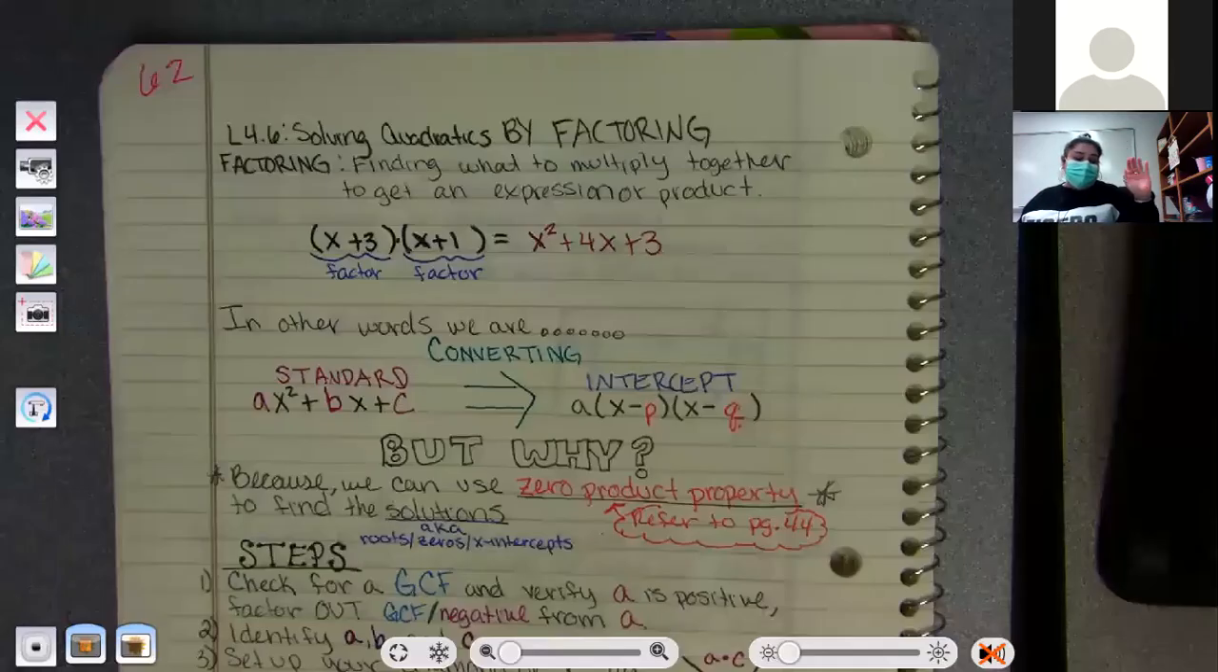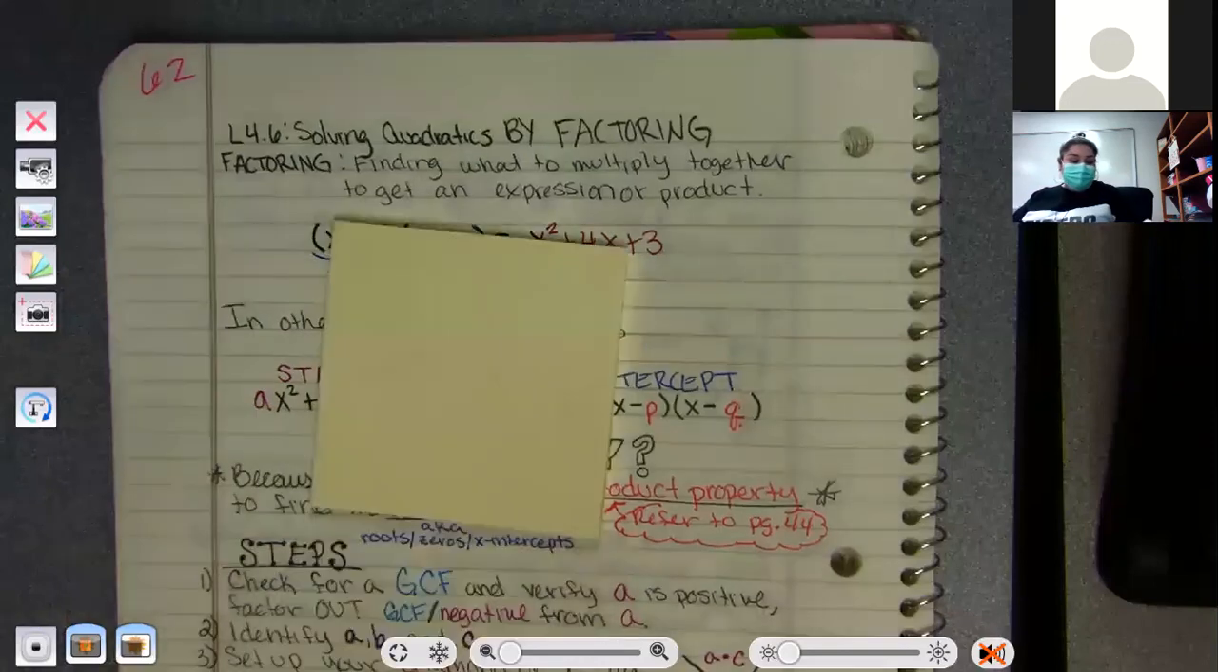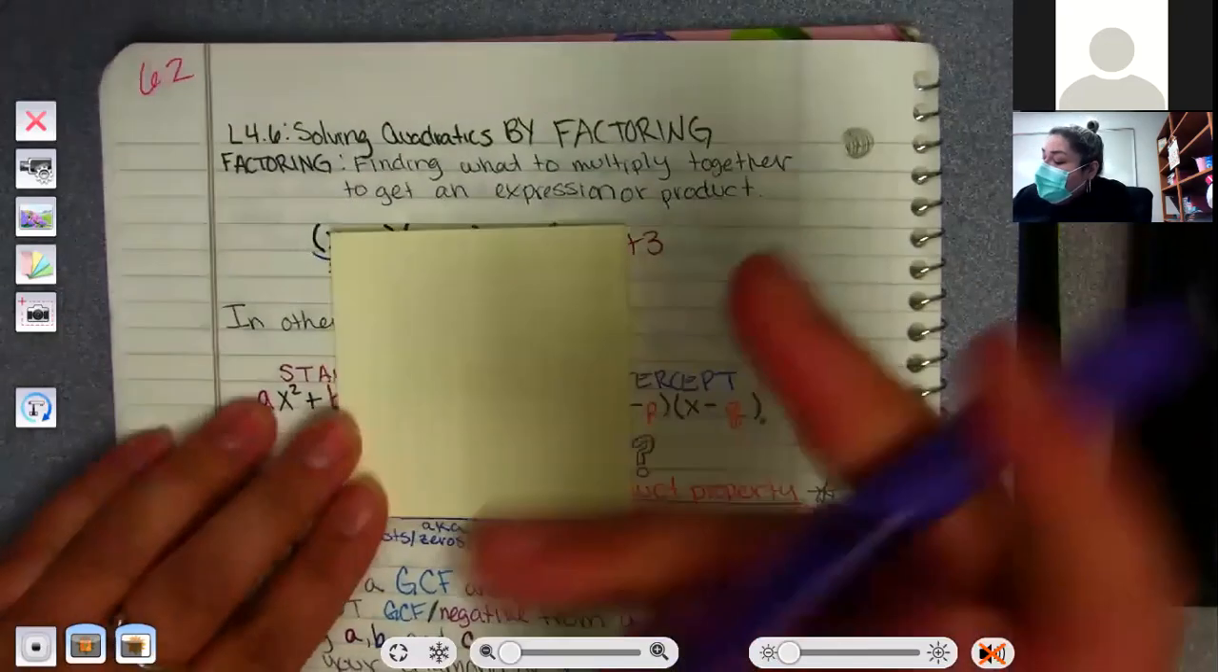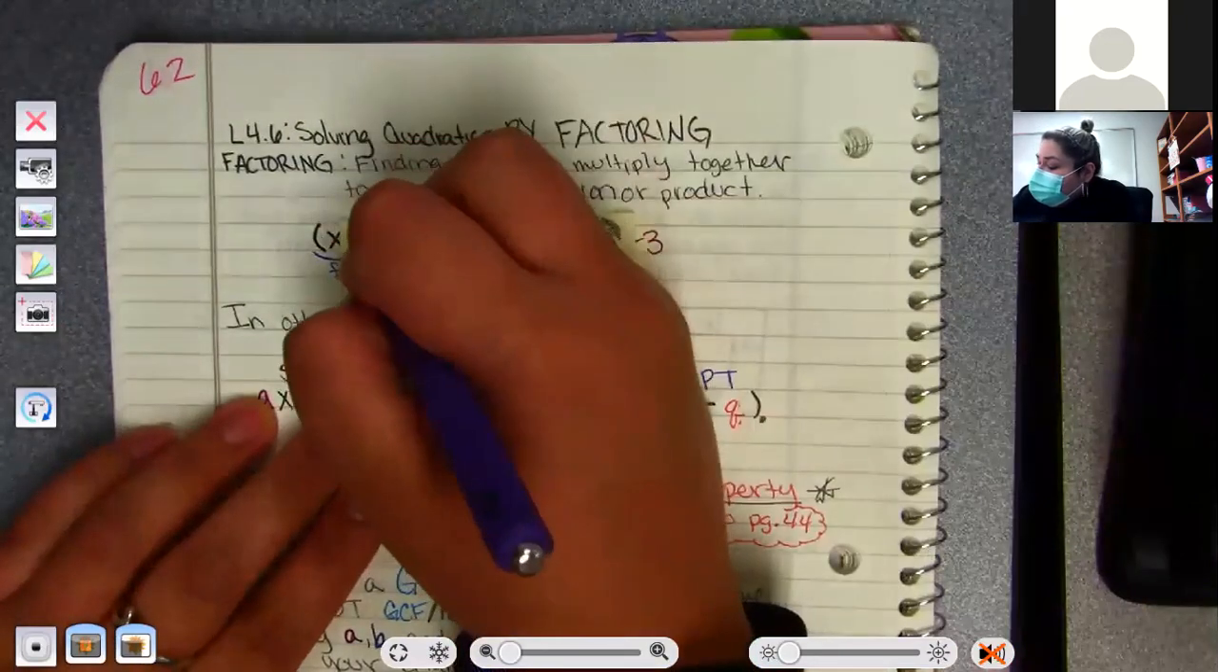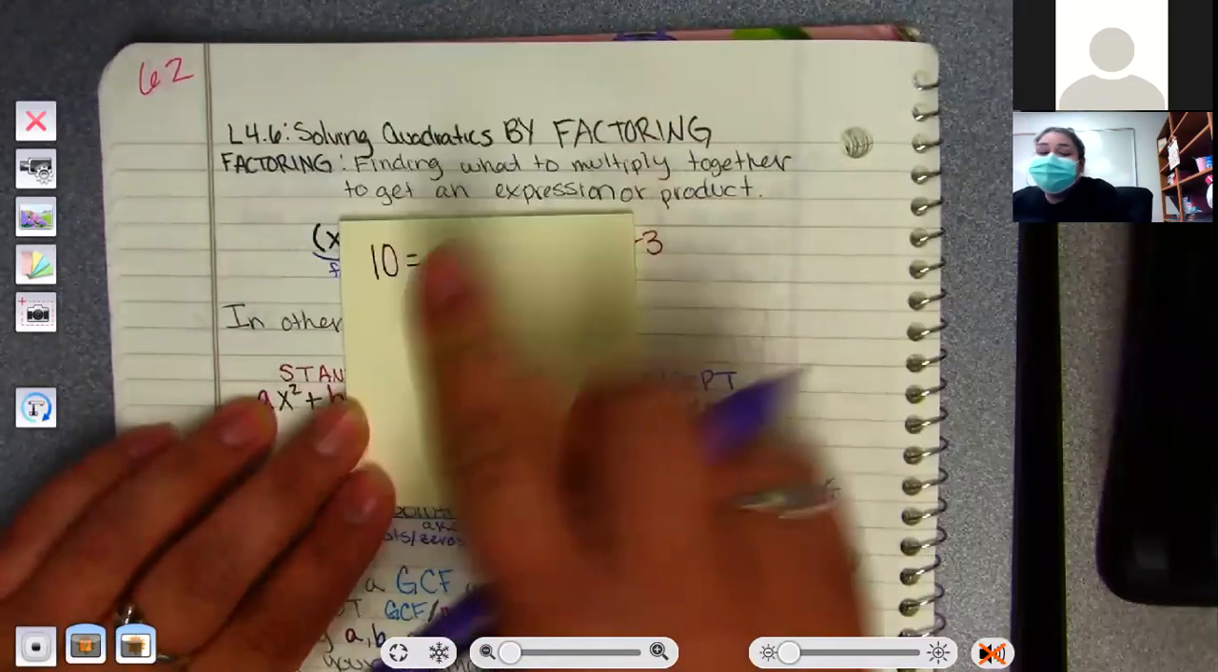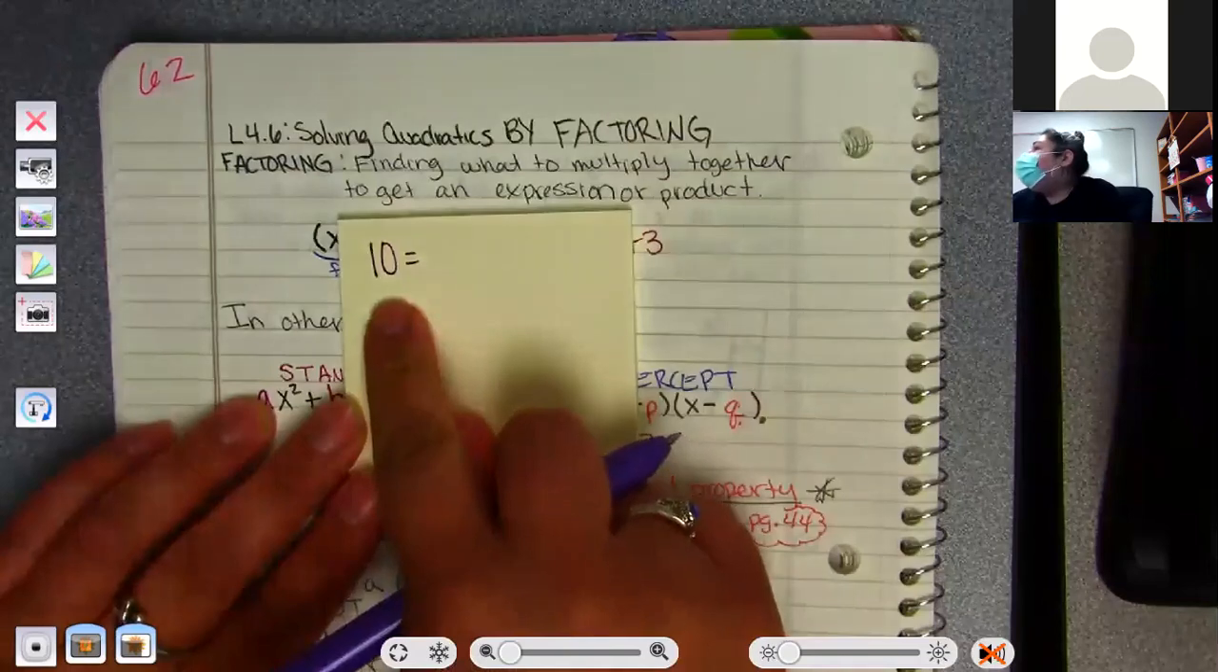All right, so today we're going to do lesson 4.6, which is solving quadratics by factoring. So first of all, what does it mean to factor, right? Let's talk about back in elementary school. If I ask you, what are the factors of 10, what would you tell me?